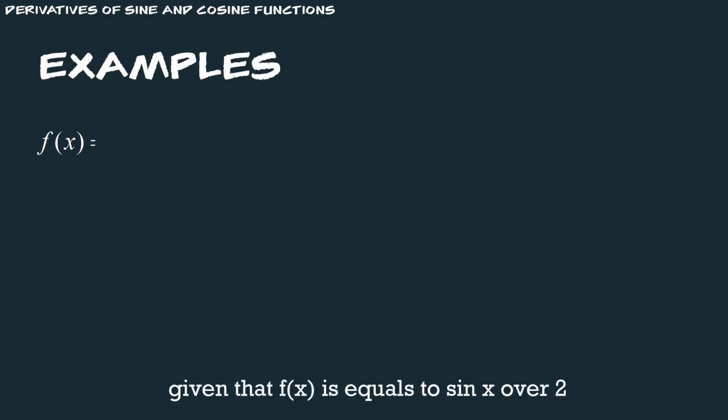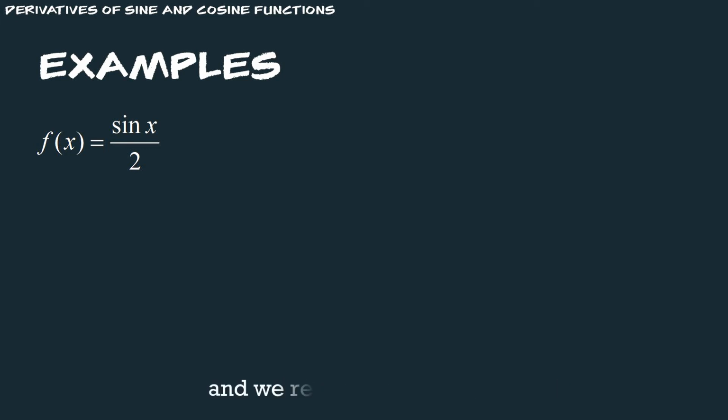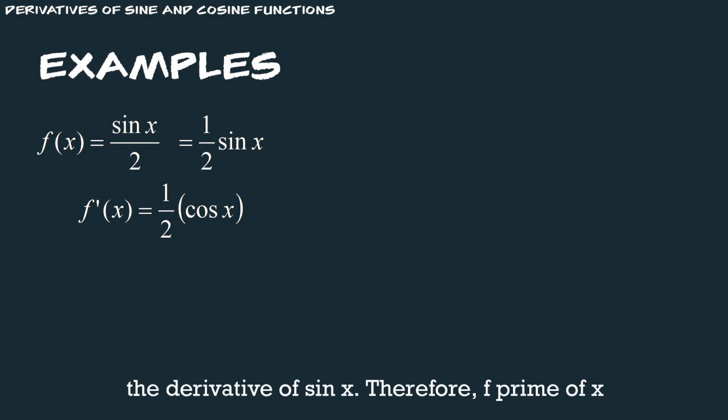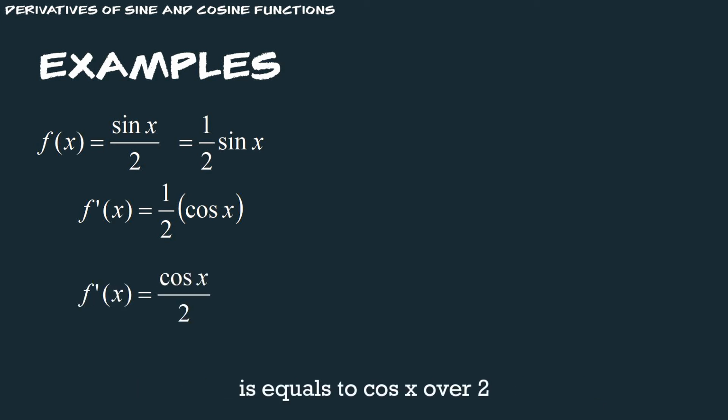Examples. Given that f of x is equal to sine x over 2, and we rewrite it as 1/2 sine x. Therefore, f prime of x is equal to 1/2 multiplied to the quantity cosine x, which is the derivative of sine x. Therefore, f prime of x is equal to cosine x over 2.